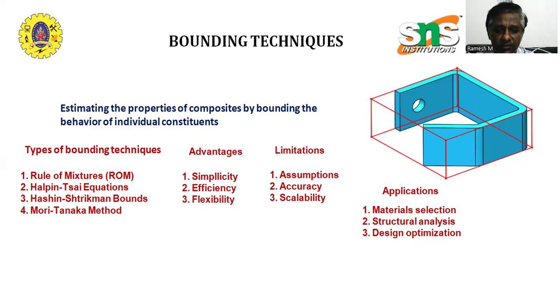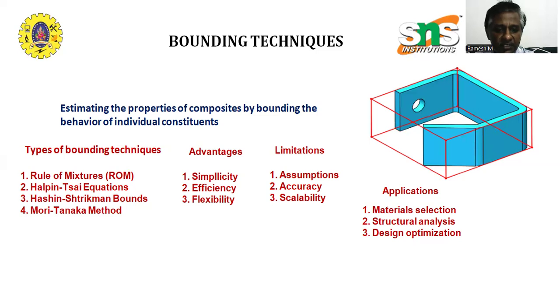First one is the rule of mixtures. It is a simple and widely used method that estimates the composite properties by averaging the properties of individual constituents, like fiber and matrix individually. Then it will find the bound with the fiber plus matrix that is equal to composite. Like that, we are going to estimate the composite properties.